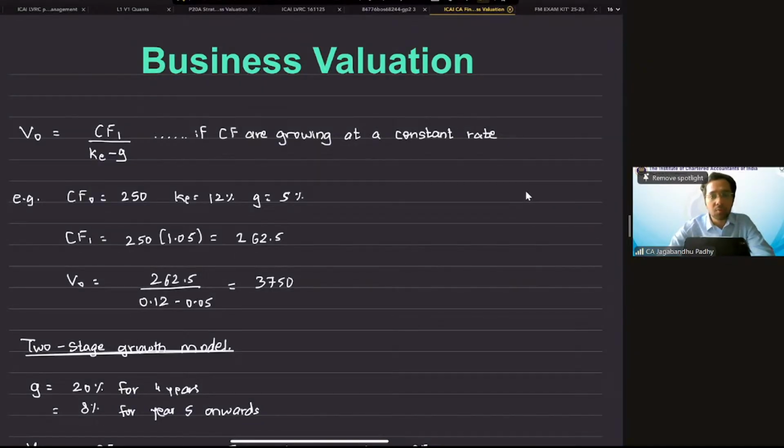We were into the chapter of business valuation, and we've covered quite a good number of concepts, and a few numerical questions are pending now.